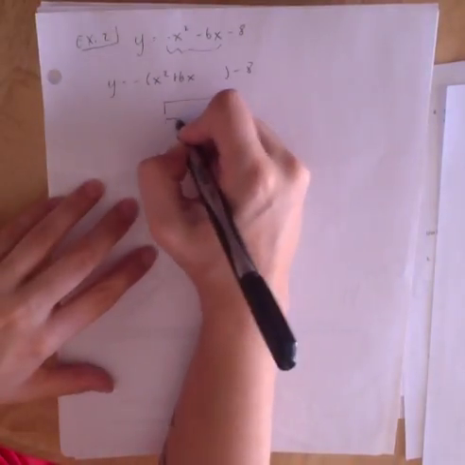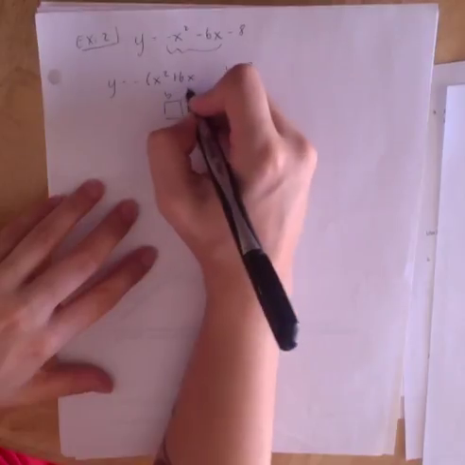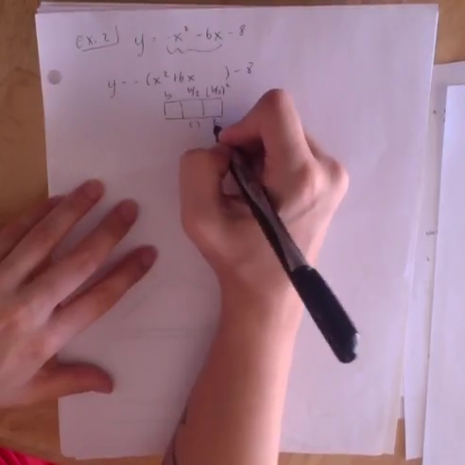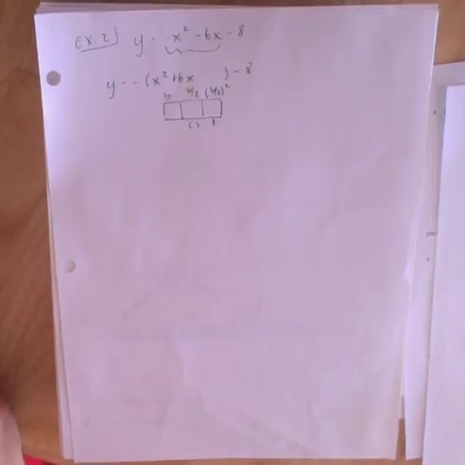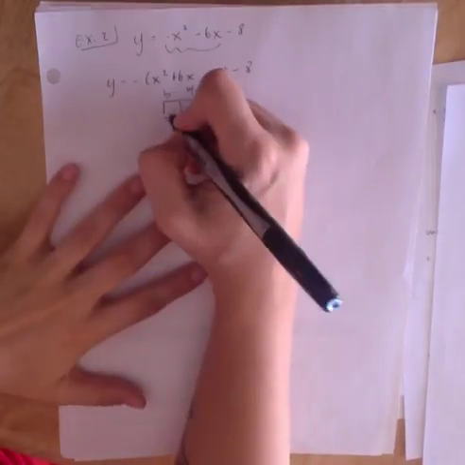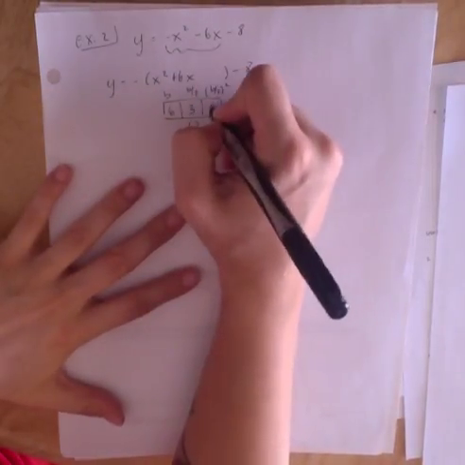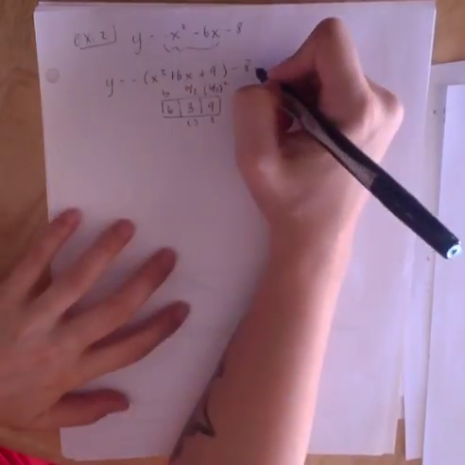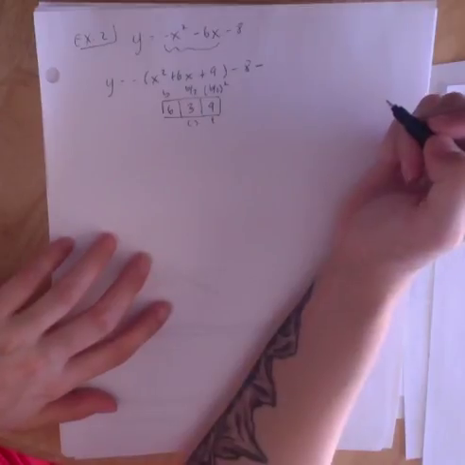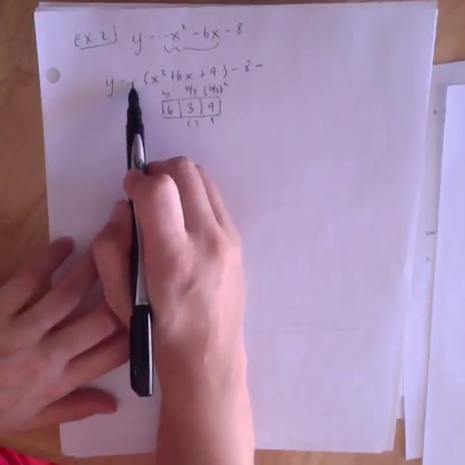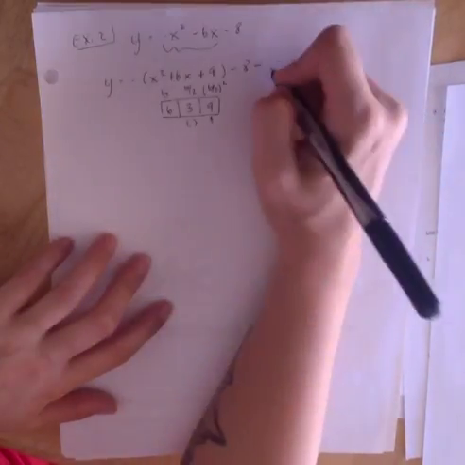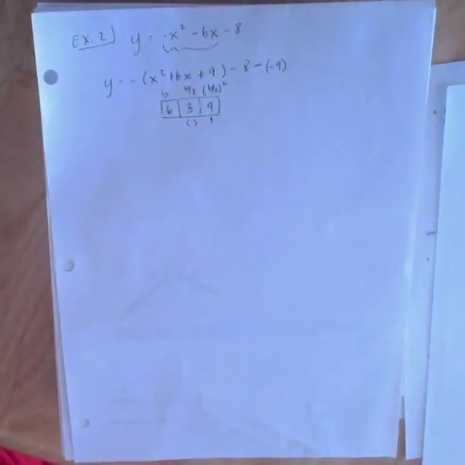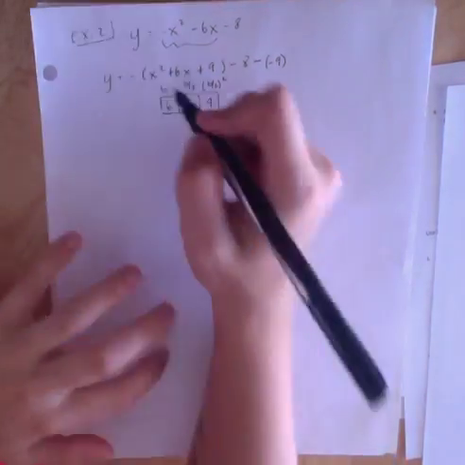Now I complete the square. b over 2, b over 2 squared. This goes in parentheses. That's what we plus or minus. So b is 6, divided by 2 is 3, squared is 9. So I add a 9 here. Now I should subtract a 9 here, but I have to take this negative into account and multiply it by a negative. So I subtract a negative 9, or add 9.